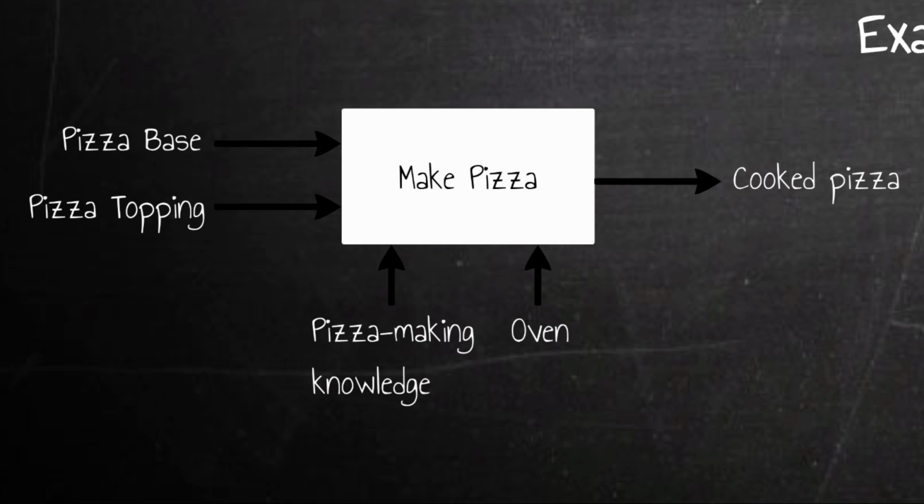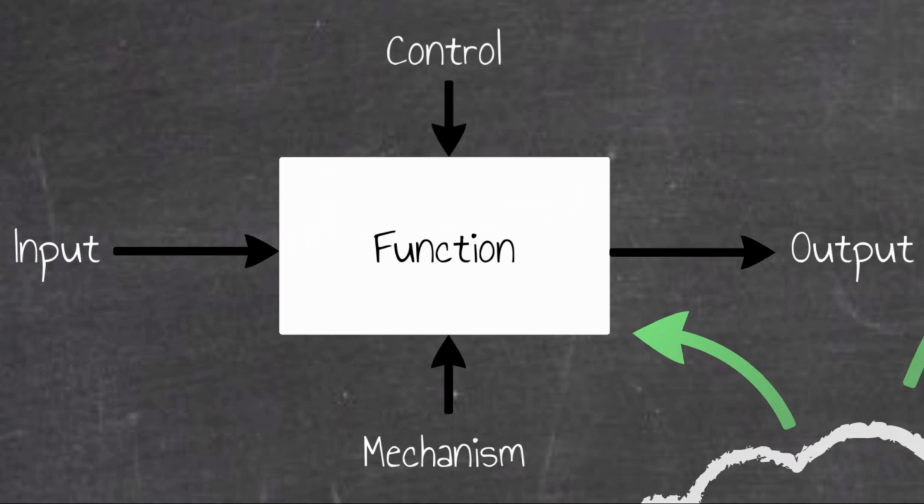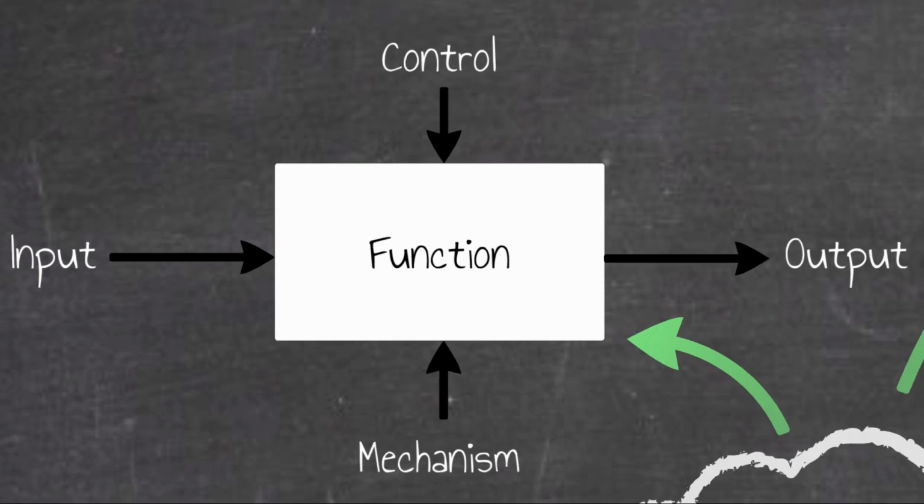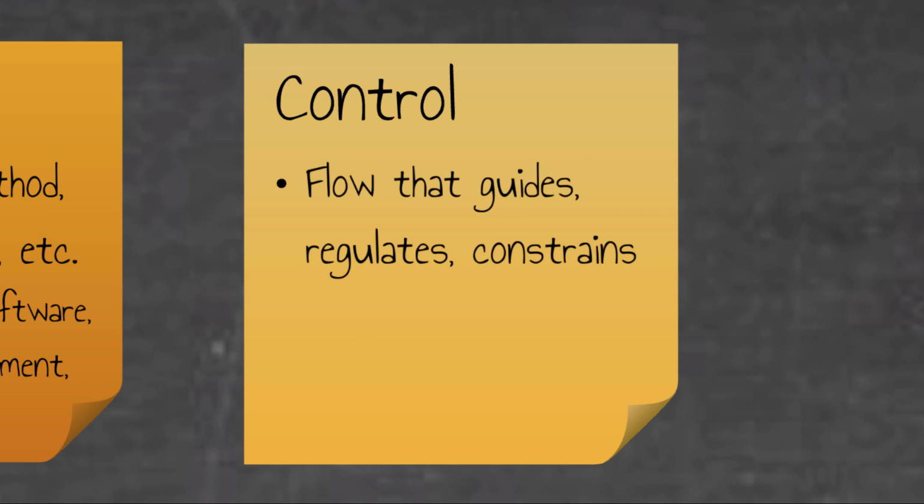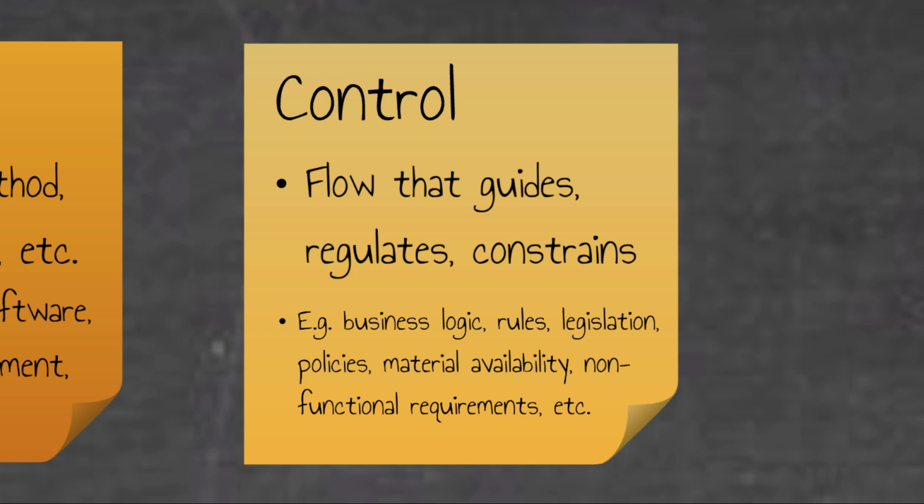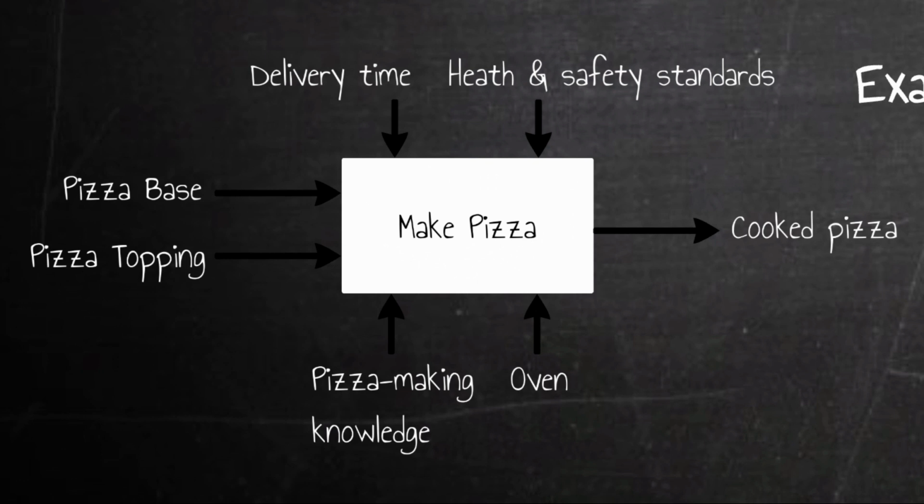We then have the concept of control, which is another arrow in the opposite direction to the mechanism arrow. In other words, a control feeds from the top of a function, and simply put, a control is something that guides, regulates, or constrains a function. Suitable examples of controls are things like business logic, rules and regulations, legislation, policies, conformance to specific standards, time constraints, programming constraints, process capabilities, system capabilities, material availability, etc. In the area of business analysis, controls sort of roughly equate to non-functional requirements, that is, qualities that a function fulfills. And just to further exemplify the notion of control, for our make pizza function, a possible control could be delivery time and health and safety standards.